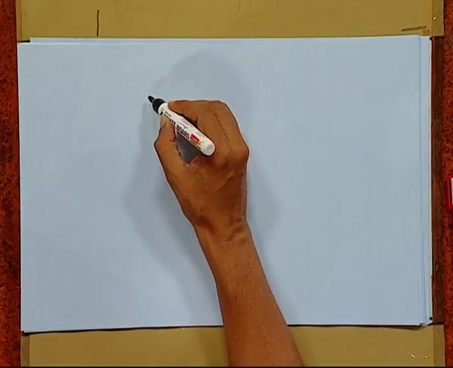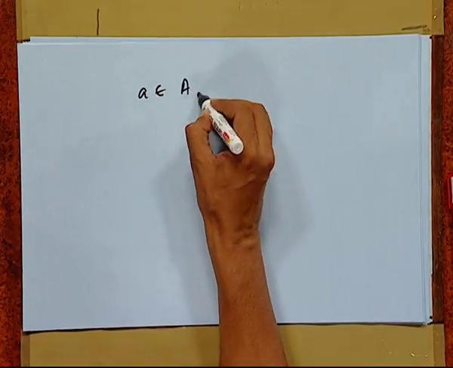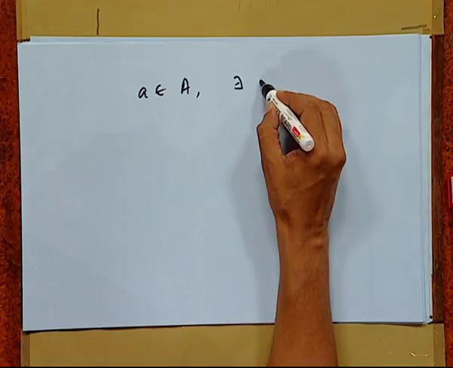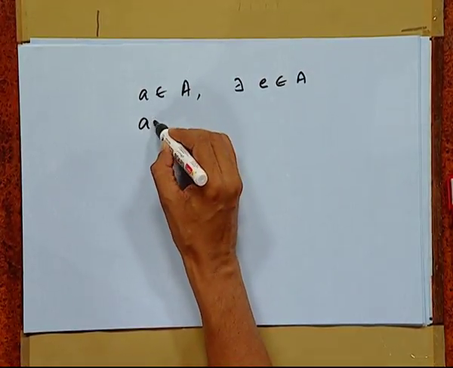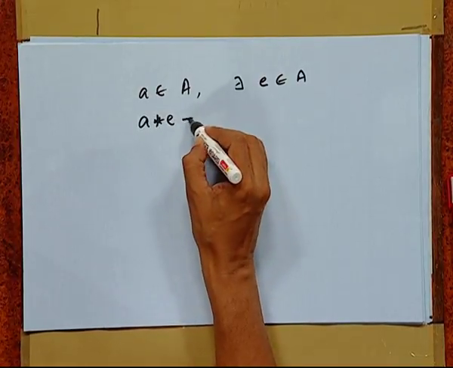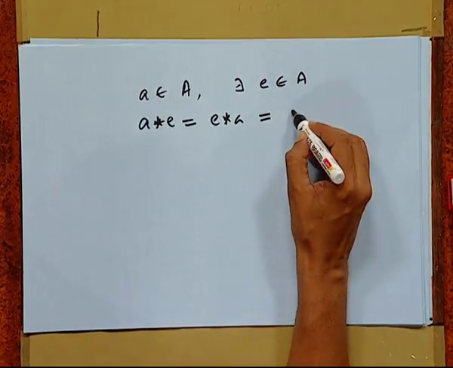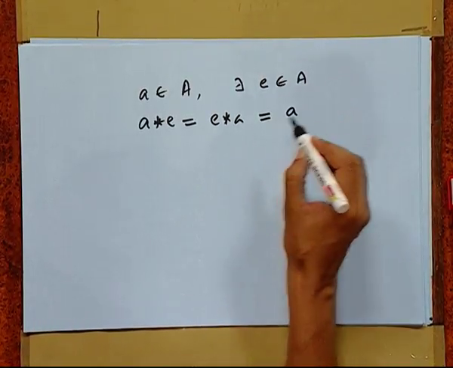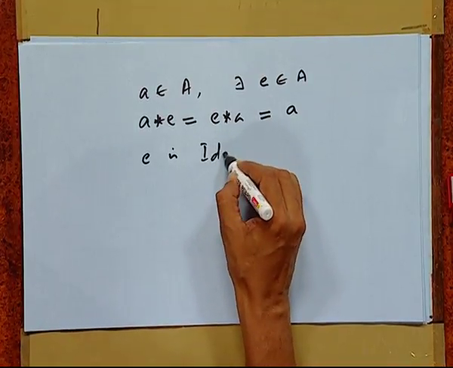If we have a binary operation defined on a set A, with the property that for all a belonging to A, there exists e belonging to A such that a star e is equal to e star a is equal to a, then we say e is identity.